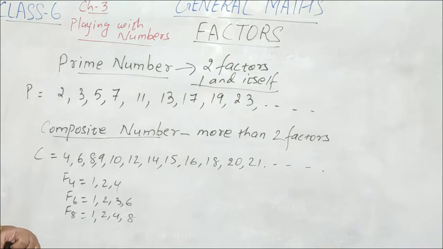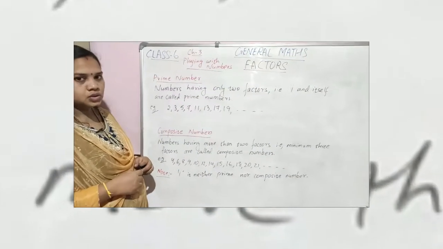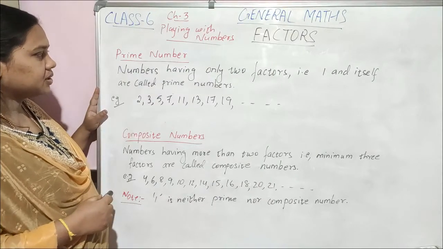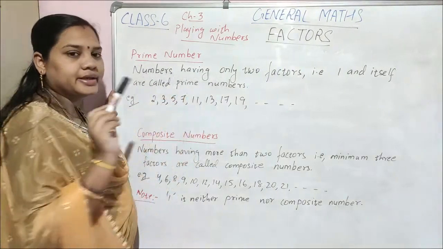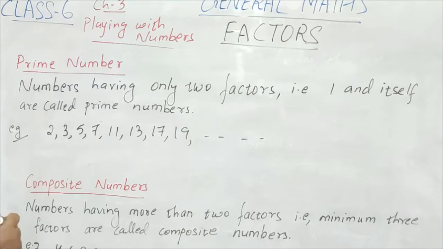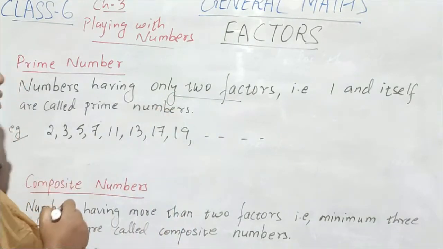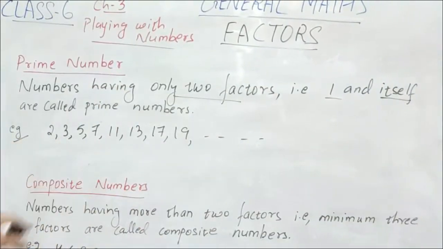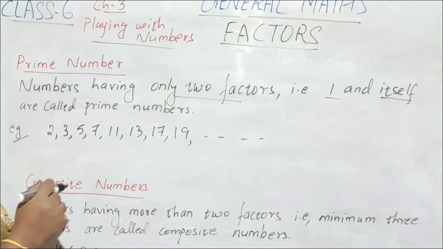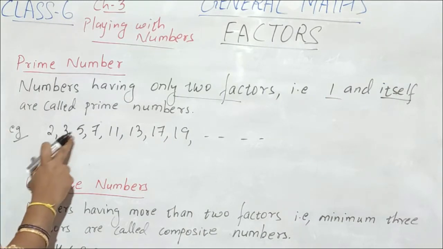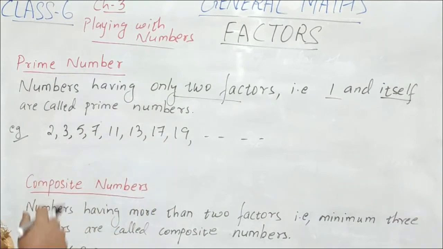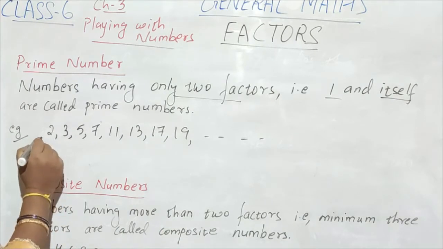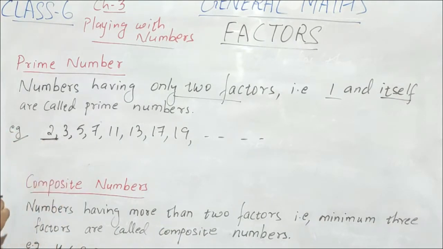Okay, so let's write the definitions. Children, write the definition. Prime numbers: numbers having only 2 factors, that is 1 and the number itself. Then that is a prime number. Examples: 2, 3, 5, 7, 11, 13, 17, 19, and so on. What is the smallest prime number? The smallest prime number is 2.